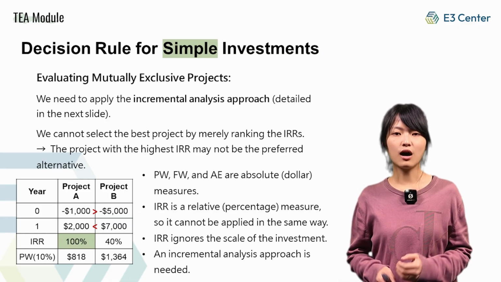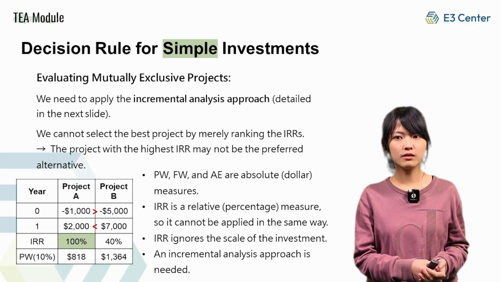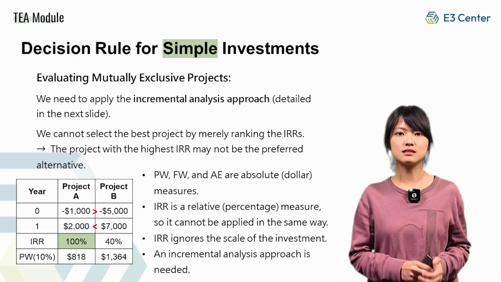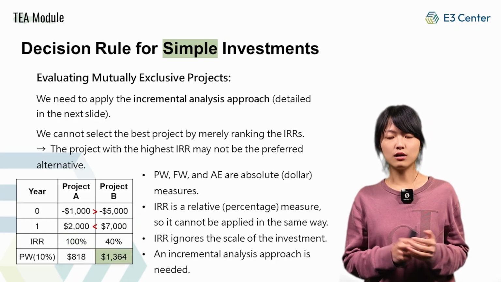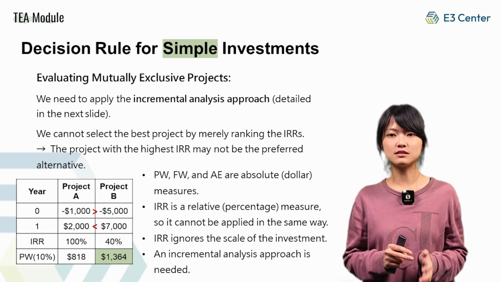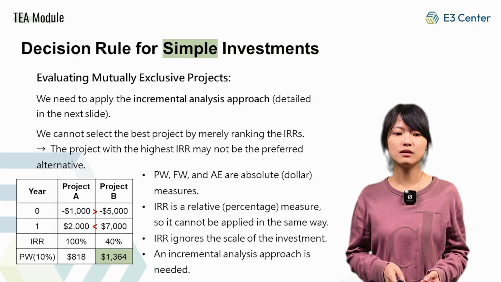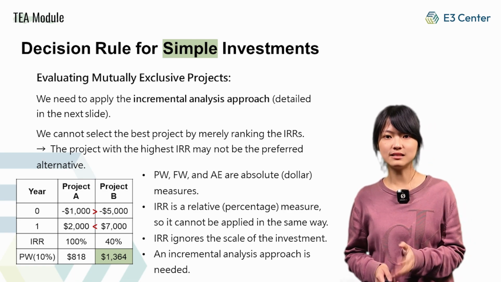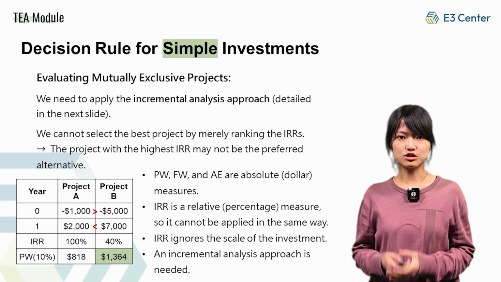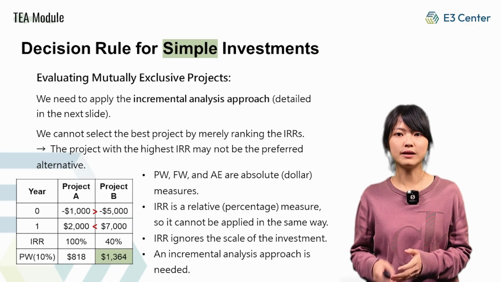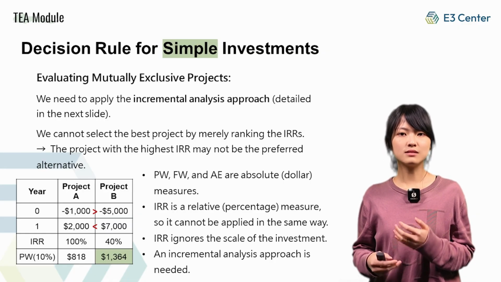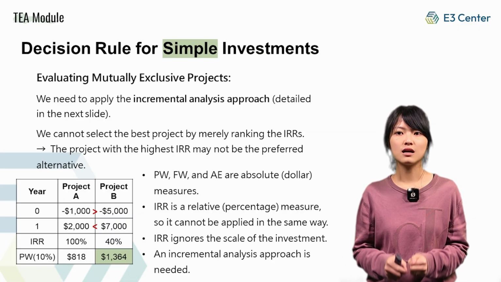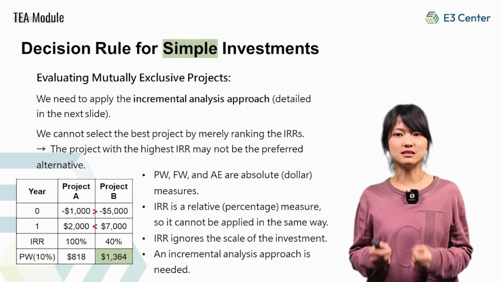higher return rate. However, when we calculate the present worth of both projects at a given discount rate of 10%, we find that Project B, with a present worth of around $1,364, is actually more profitable than Project A, which has a present worth of $818. This example illustrates why it is crucial to use an incremental analysis approach. Incremental analysis compares the additional cost and benefit of one project over another, rather than just their individual IRR.